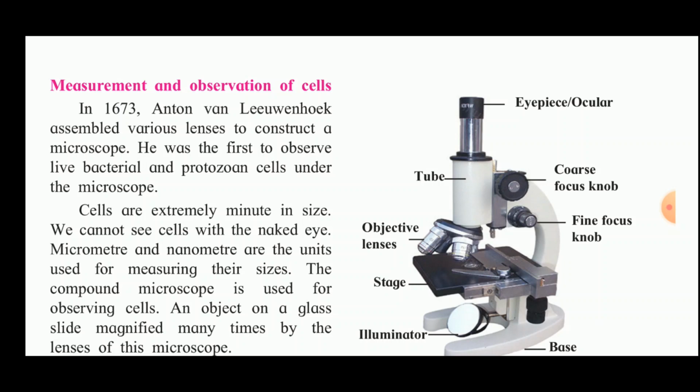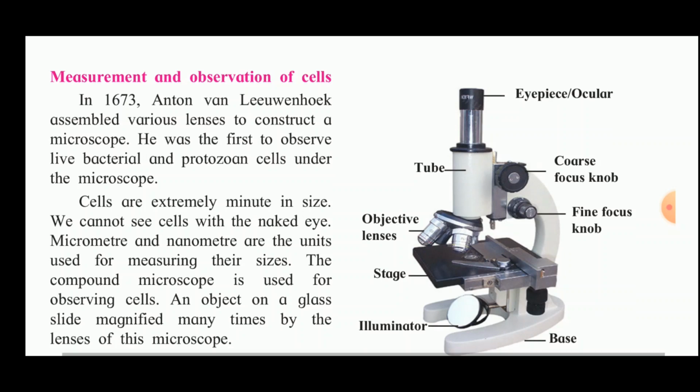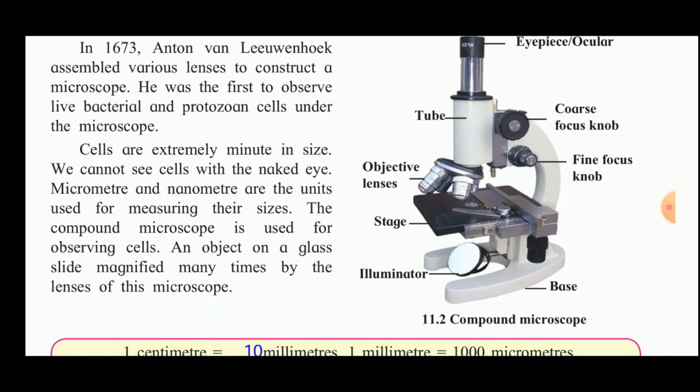In 1673, Anton van Leeuwenhoek assembled various lenses to construct a microscope. He was the first to observe live bacterial and protozoan cells under the microscope. These cells are extremely minute in size. We cannot see cells with the naked eye. Micrometer and nanometer are the units which are used for measuring their sizes. The compound microscope is used for observing cells. An object on the glass slide is magnified many times by the lenses of this microscope.